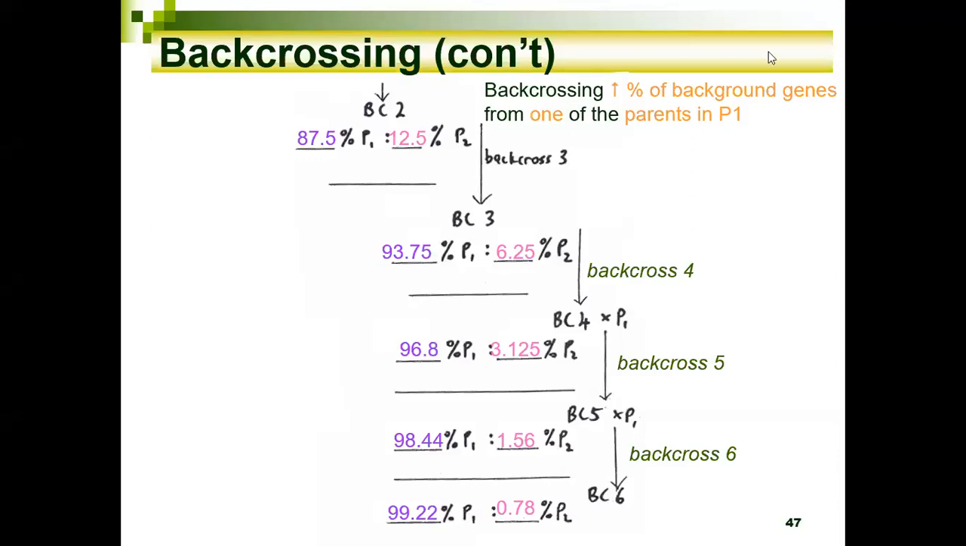So when you continue to do the back cross, you can see that the percentage of background genes from the parent actually increases, right? All the way until you go to BC6, the 6th back cross generation, which is already 99.22% of the background genes from the parent. So this cow can survive in the local environment very well. So this is how we use back crossing to dilute the genes that come from P2 by increasing the proportion of genes that come from P1.